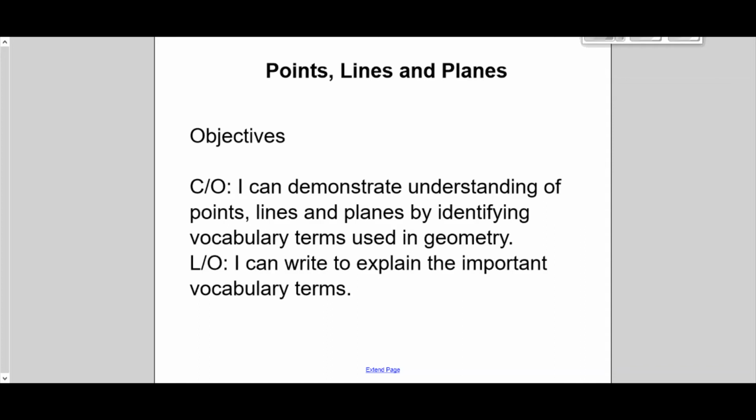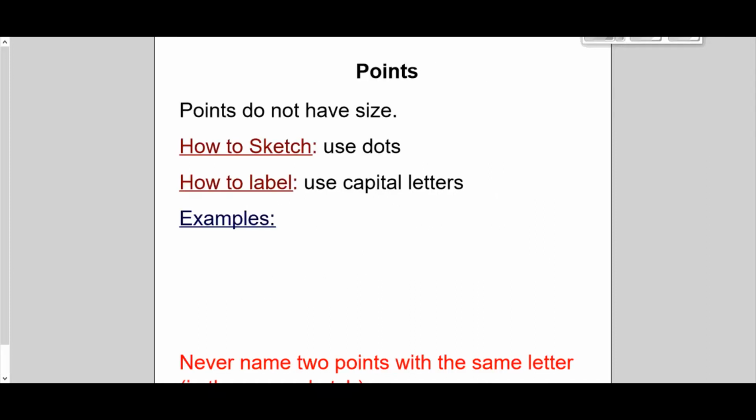In this lesson, we're going to go over some important vocabulary that's used when we talk about points, lines, and planes. So if you could label your paper as points, lines, and planes, and then we'll get started with defining what a point is. So a point is something that does not have any size.